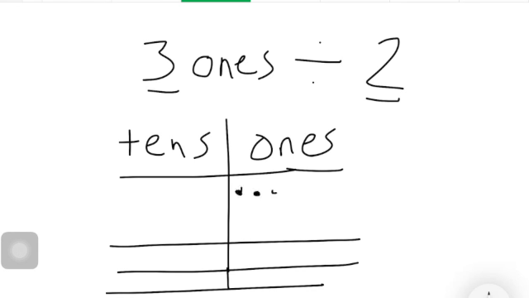How many ones do we have? 3 ones. So 1, 2, 3. We're going to split it up as equally as we can. How many ones do we have? 1 there. 1 there. Cross them off. And we have 1 remainder. So 3 ones divided by 2 is going to be 1, 1 here. 1, 1, remainder 1.